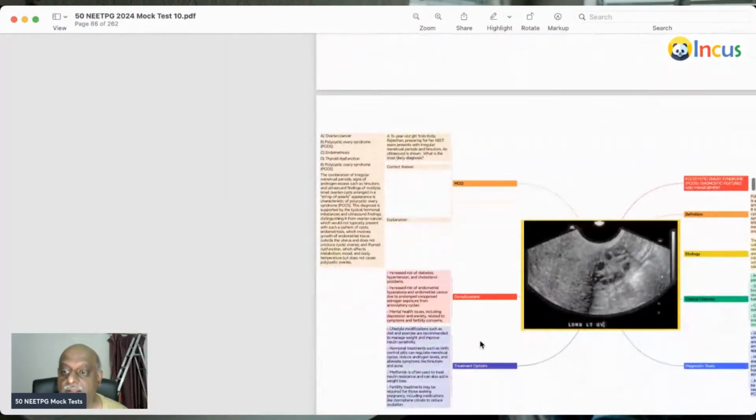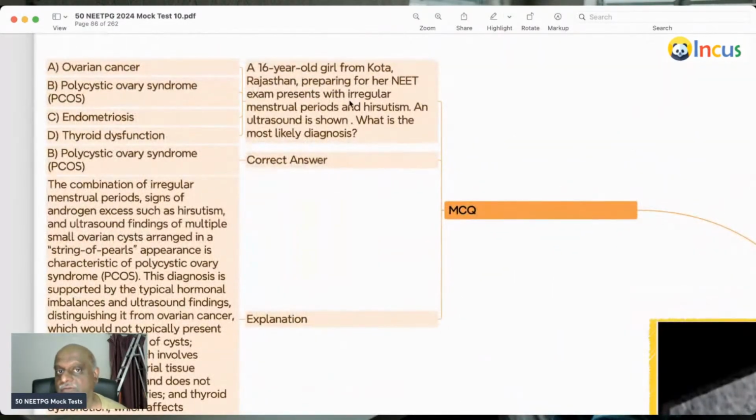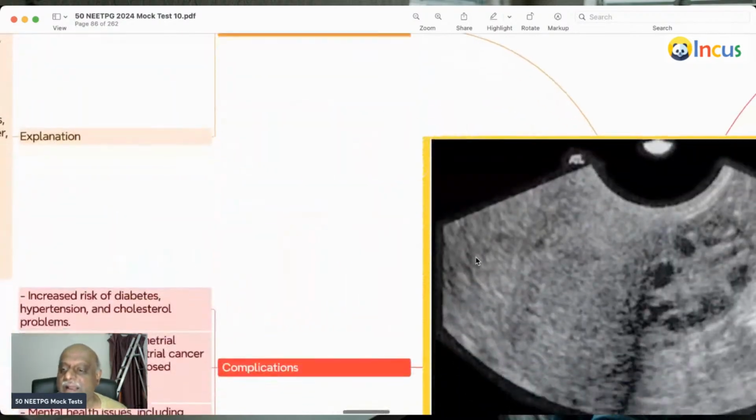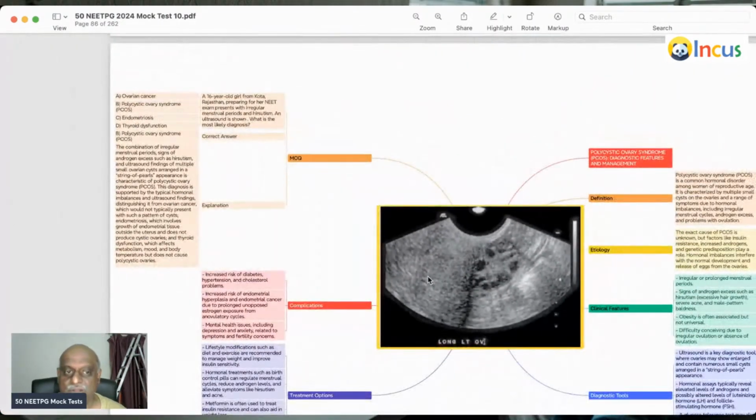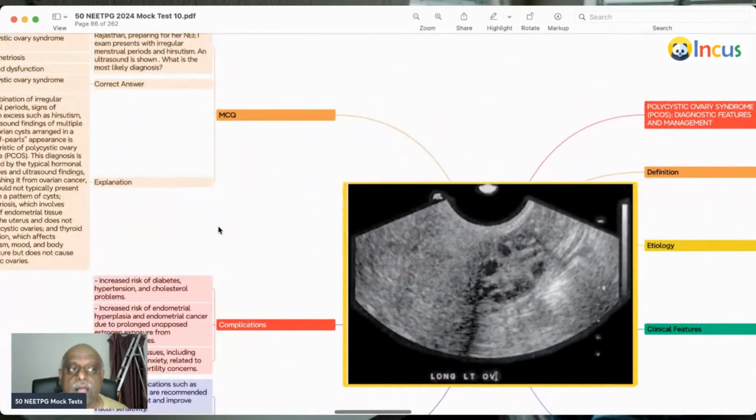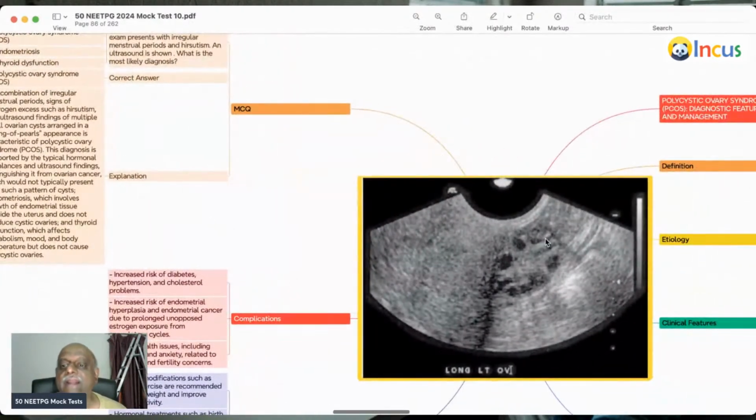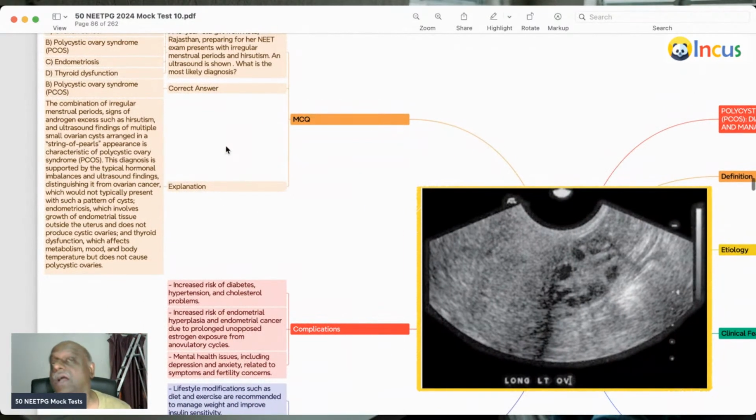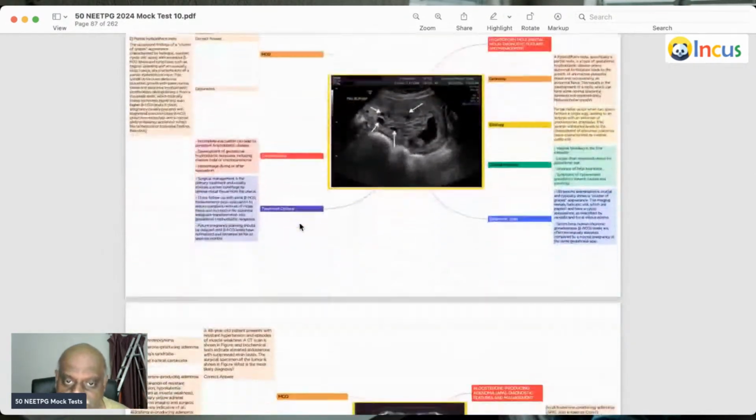Now, doctor, a 16-year-old from Kota, Rajasthan, preparing for her NEET UG exam, presents with irregular menstrual periods and hirsutism, and an ultrasound is being shown to you, which is classical of polycystic ovarian disease. What is this called? String of pearls appearance on the ultrasound is what you need to remember.